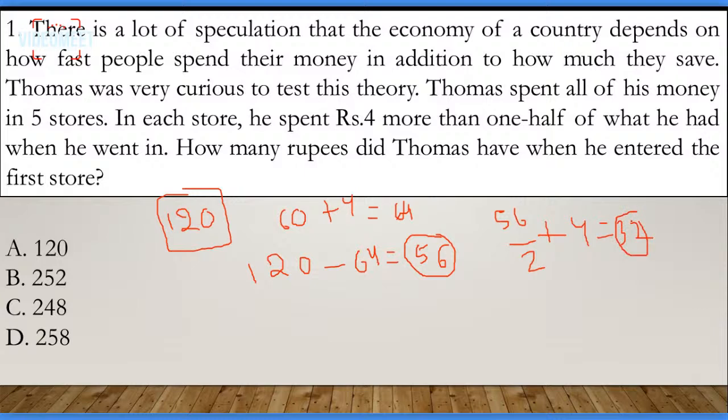Now the same process we use for store 4, and then the same process for store 5. After shopping from the fifth store, if he has 0 rupees, then our option 120 is correct. But if he has anything else, then 120 is the wrong answer. Now, it is a very long process. Maybe the right option is D. That means it is the hit and trial method.